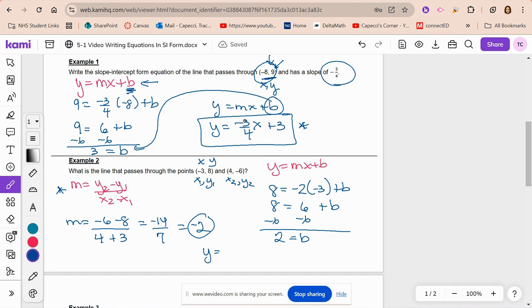So when I write my equation of the line, I have y is equal to negative 2, right? That's my slope. Don't forget the x, plus 2 because that's my y-intercept.